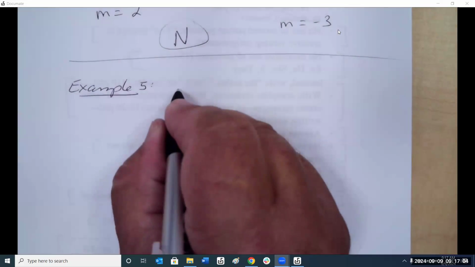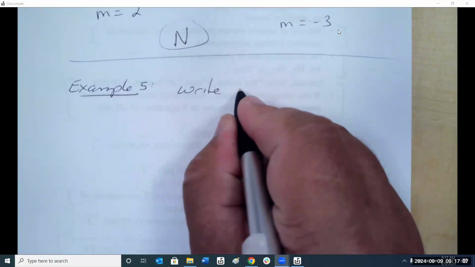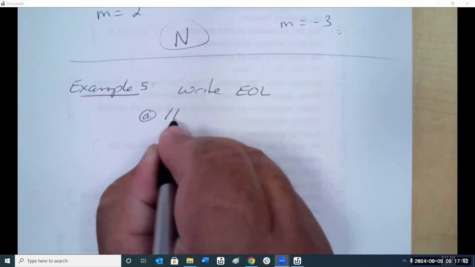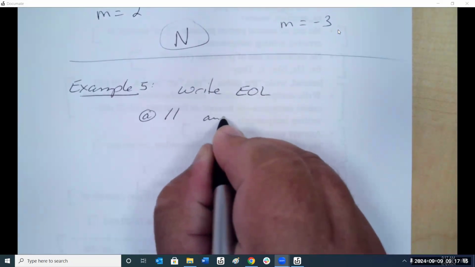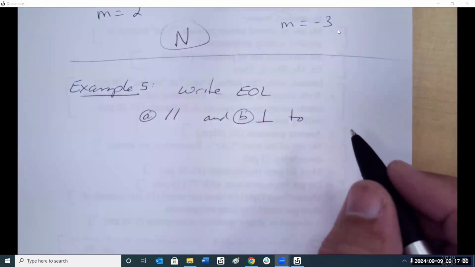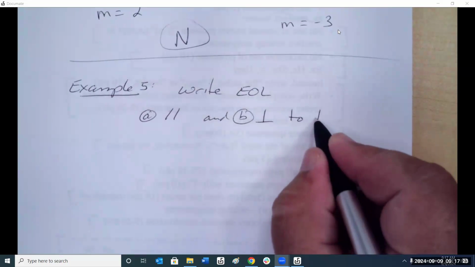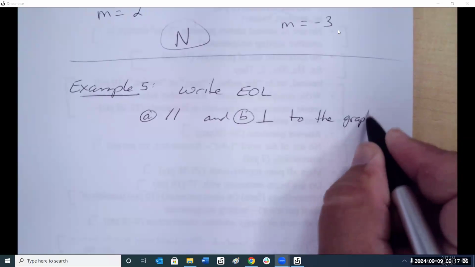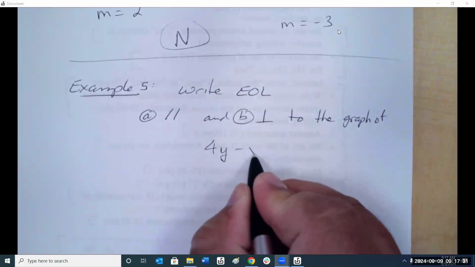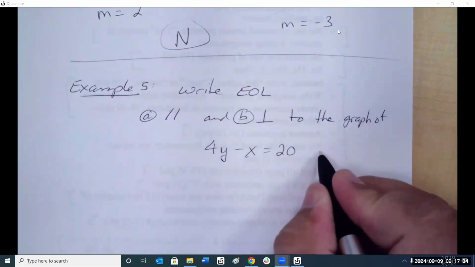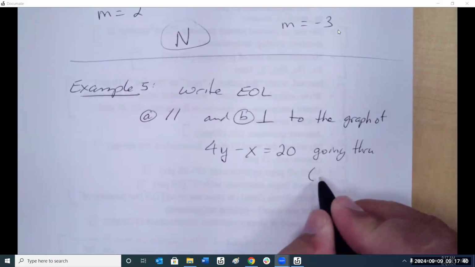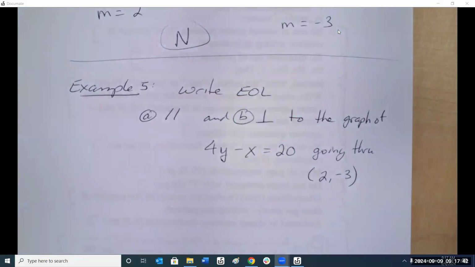Okay, this one. Write equations of lines, A parallel and B perpendicular to the graph of 4y minus x equals 20, going through the point (2, -3).